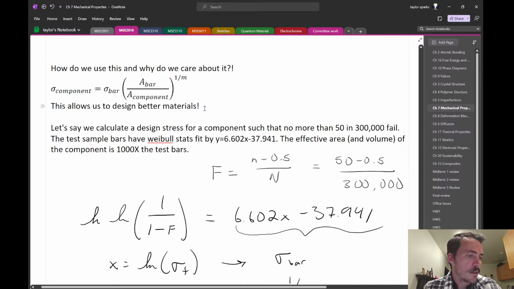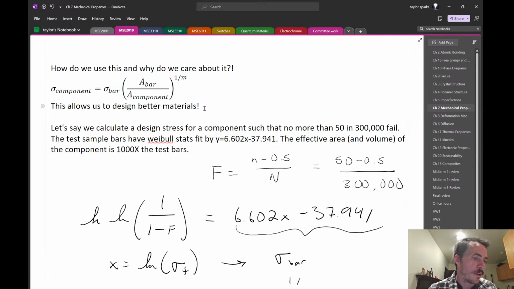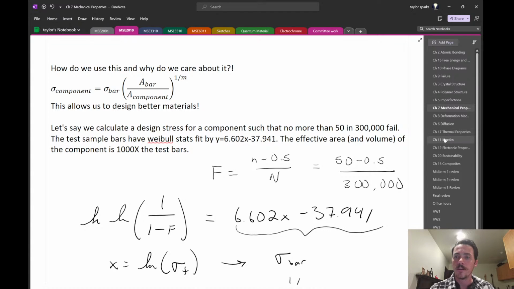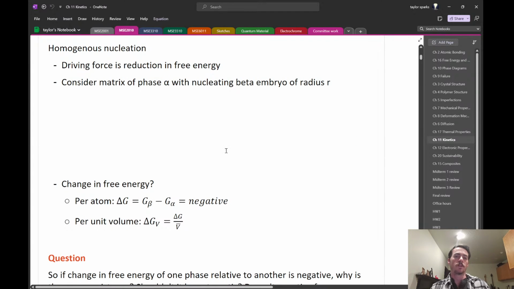Okay. Next, equations for nucleation from melt and the ideas behind the questions that we may be asked about the topic. So going to chapter 11, the first half of chapter 11 is where you want to start.